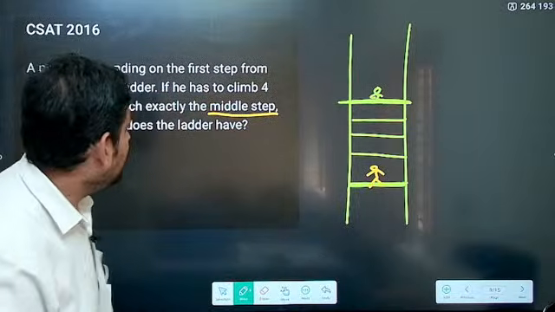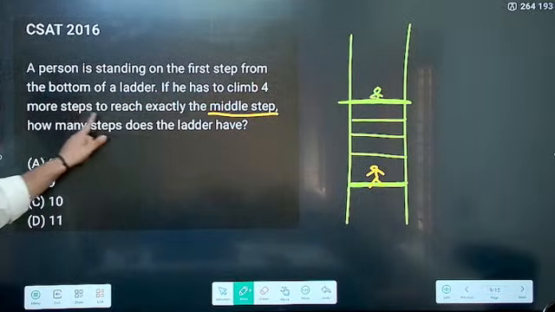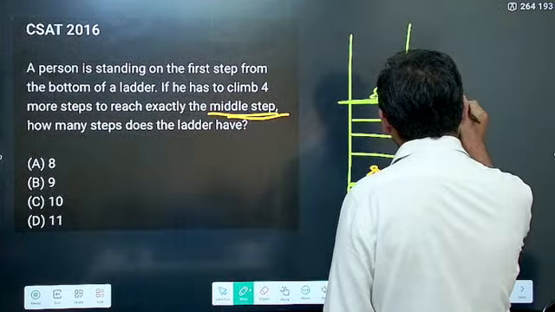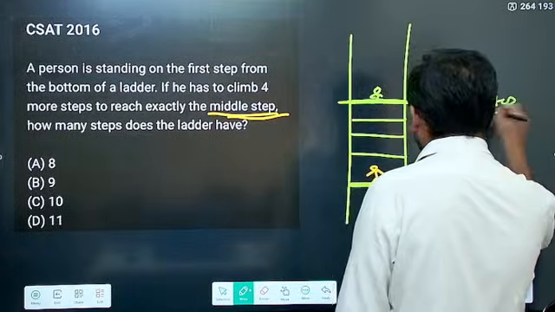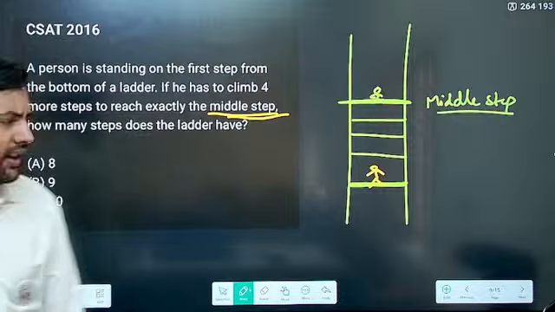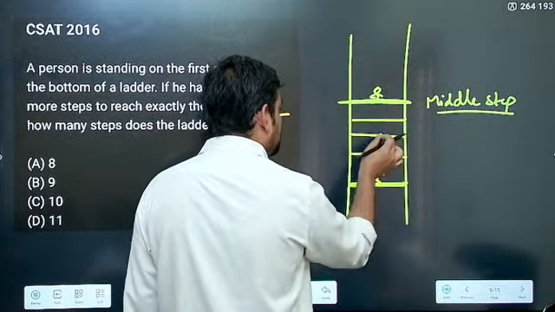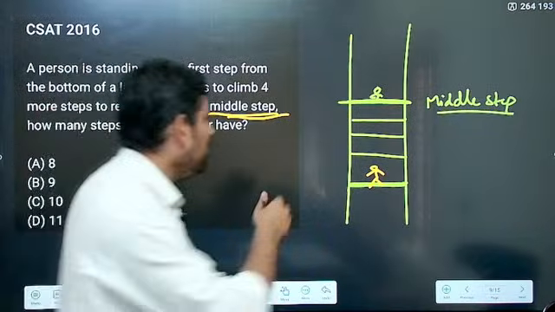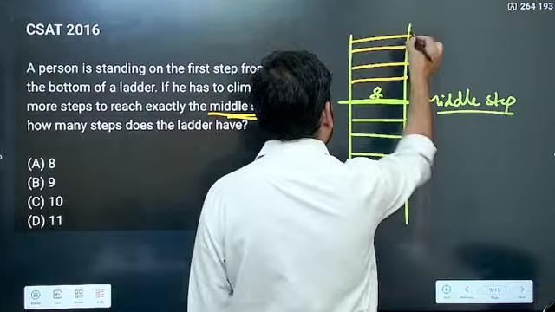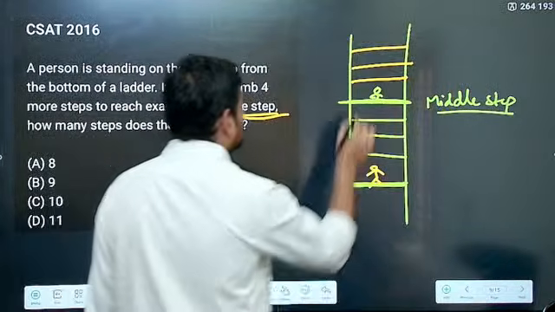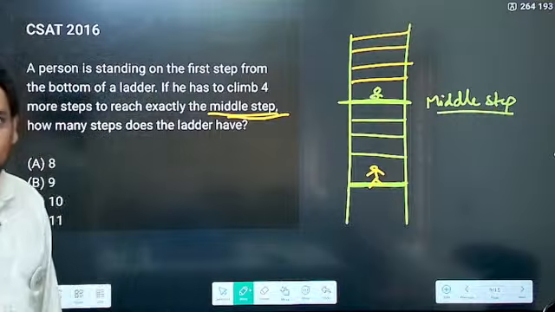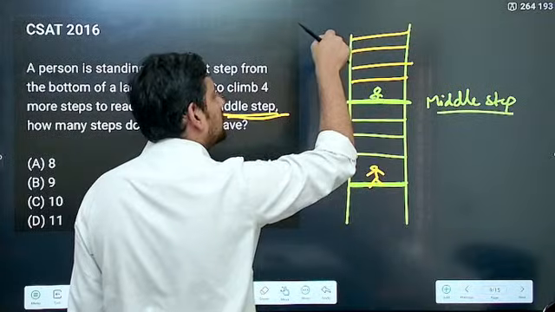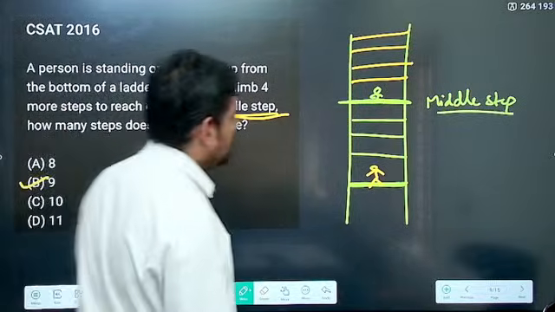Fine. Now it says that when he climbs 4 more steps, he reaches exactly the middle step. So this is actually the middle step. Now it is very easy. If this is the middle step, how many steps does the ladder have? If this is the middle, 1, 2, 3, 4 are below it. Then 4 should be above it as well. So 1, 2, 3, 4. Correct? So how many steps are in the ladder? 1, 2, 3, 4, 5, 6, 7, 8, 9. So there are a total of 9 steps in the ladder.